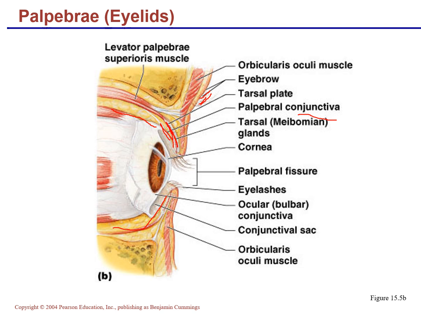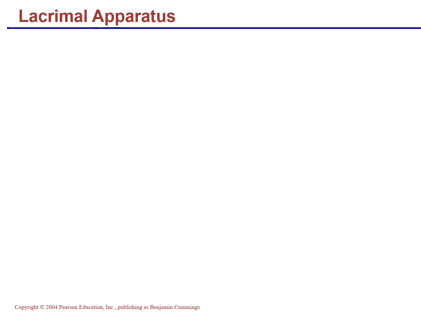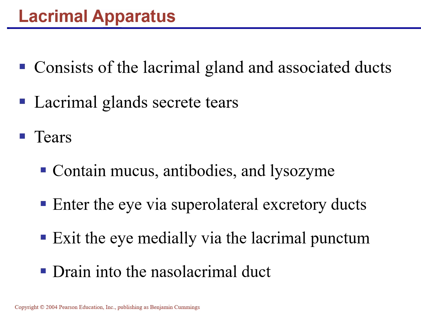Once again, eyelashes here. There's another conjunctiva, conjunctival sac here, so you can see the conjunctiva going like that. Oh, okay, so it just does that. I went too far with the conjunctiva before. And then the orbicularis oculi muscle again. Conjunctiva, transparent membrane, lines the eyelids, covers the whites of the eye, and lubricates and protects the eye, and can cause pink eye.